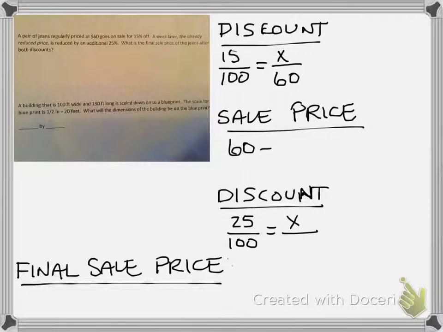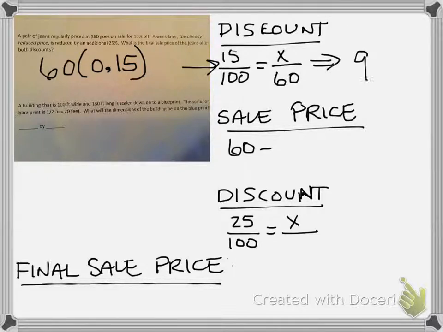Now we'll move on to the next question in the review. The next question gave us a double sale. It started with a pair of jeans at $60. So as you can see, I've already set up the proportion that would allow you to find the first discount. You also could do $60 times that 15 hundredths, which represents 15%. Either way, when you solve this proportion or do the multiplication, you're going to get a first discount of $9.